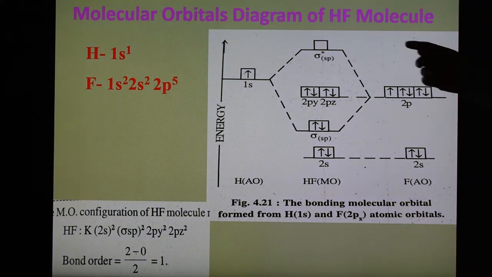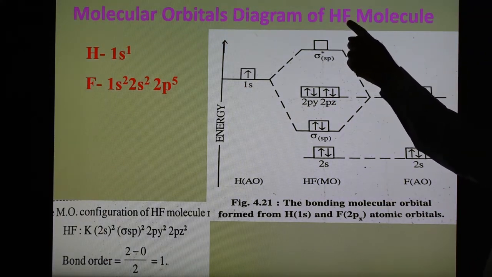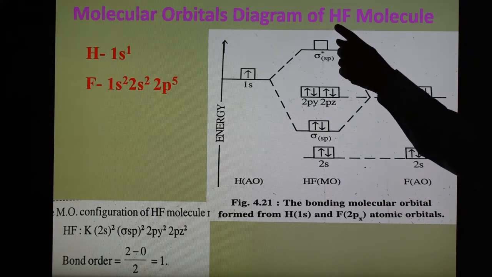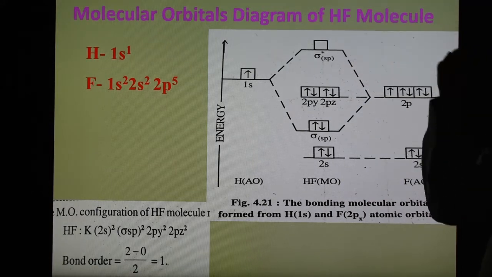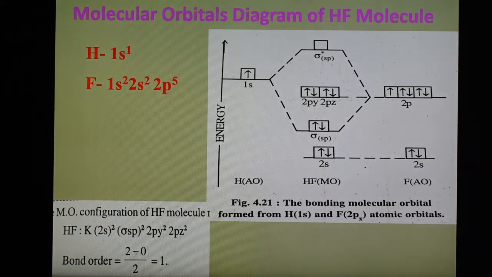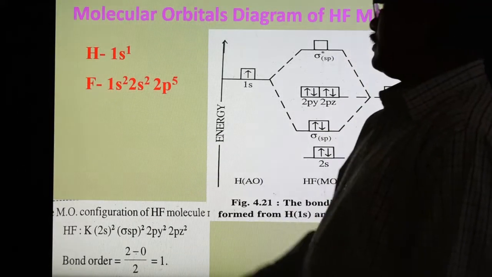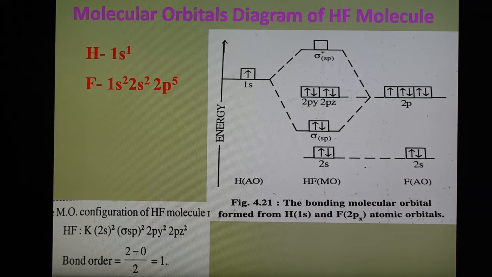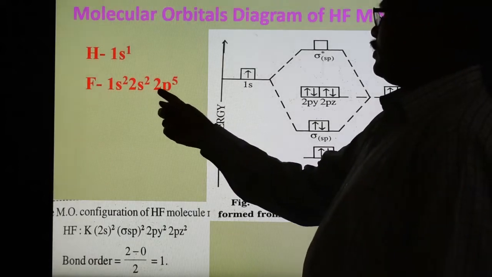In the HF molecule, one atom is hydrogen and the second is fluorine, and these are the two different atoms. Hydrogen has the configuration 1s1 because its atomic number is 1, and fluorine has atomic number 9, and therefore its electronic configuration is 1s2, 2s2, 2p5.